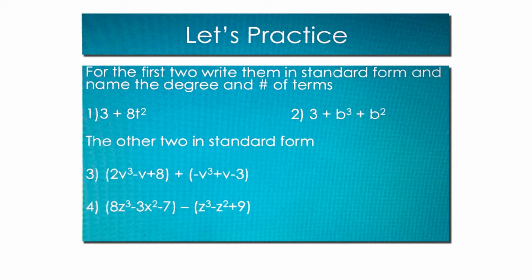2v cubed minus v plus 8, parentheses, negative b cubed plus v minus 3. The other problem is 8c cubed minus 3x squared minus 7, negative c, well, parentheses, negative c cubed minus c squared plus 9. So, how do we do it?